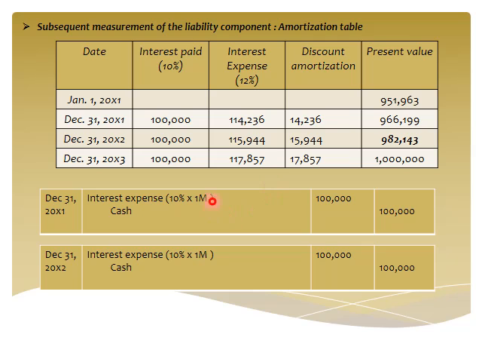And so on and so forth. The same method lang. Multiply yung carrying amount sa 12% and then the difference between the interest paid and the interest expense is the discount amortization. Habang ina-amortize yung discount, nag-i-increase yung carrying amount or present value ng liability. So, to record on December 31, 2001, interest expense, cash of 100,000. December 31, 2002, interest expense, cash of 100,000.